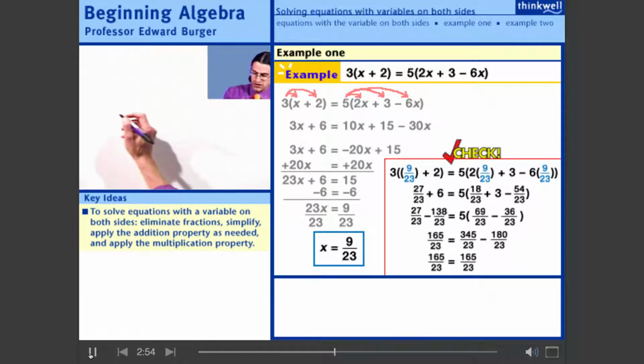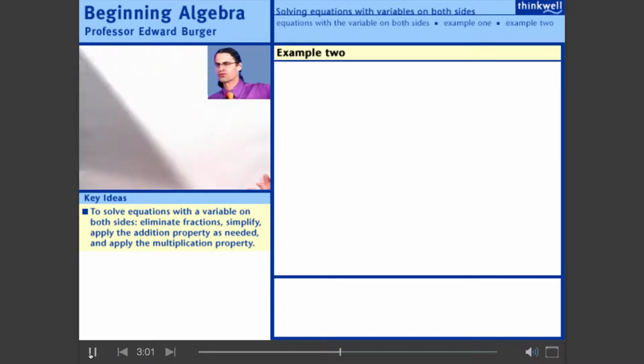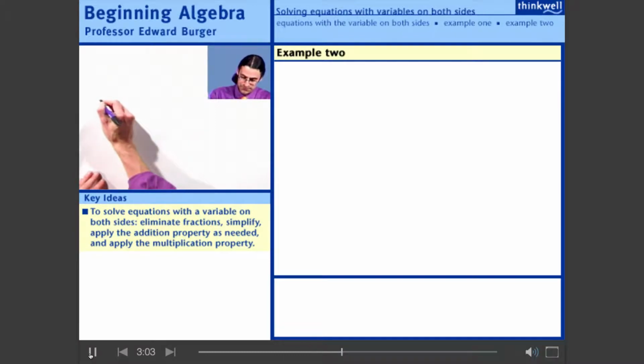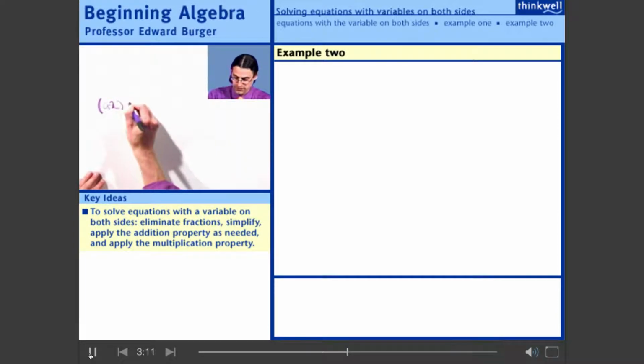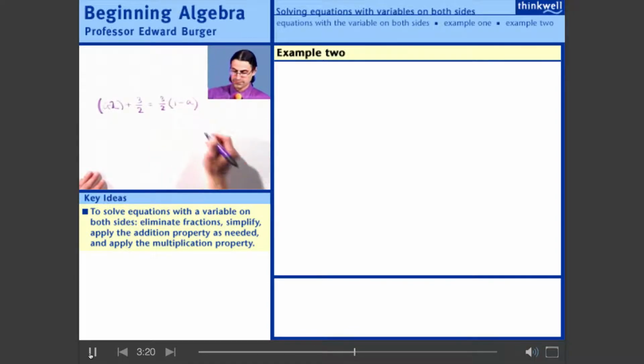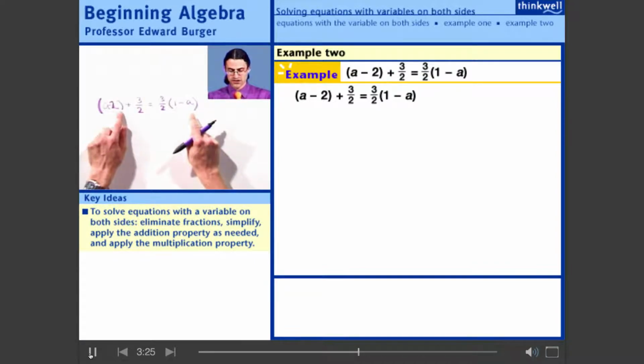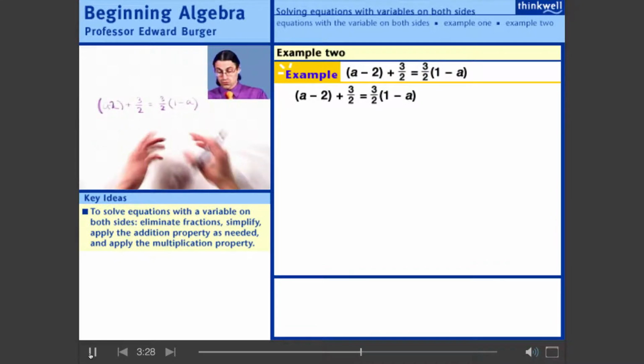Let's try another question together. Why would anyone start a question with 4? Here's the one I want us to think about. a minus 2 plus 3 over 2 equals 3 over 2 times 1 minus a. Notice again, the unknown in this case is called a. That's okay, we're not afraid by that. Here I have an a minus 2, here I've got a 1 minus a. We can now go through and do the work.